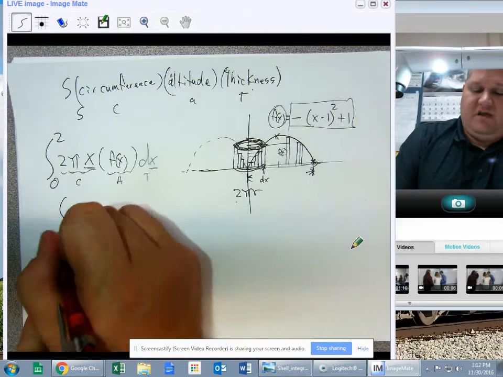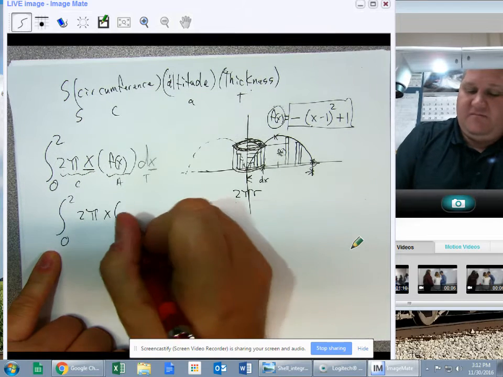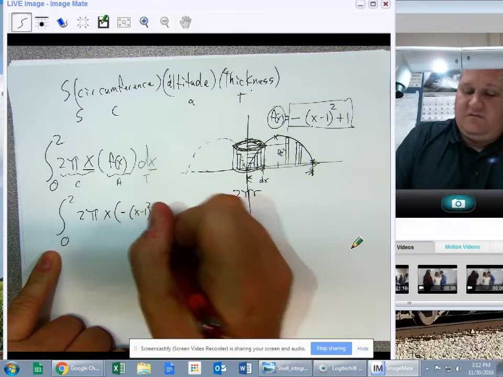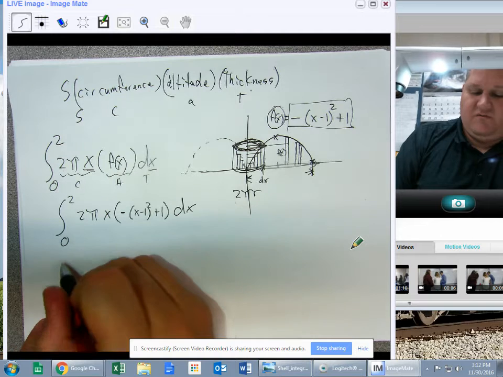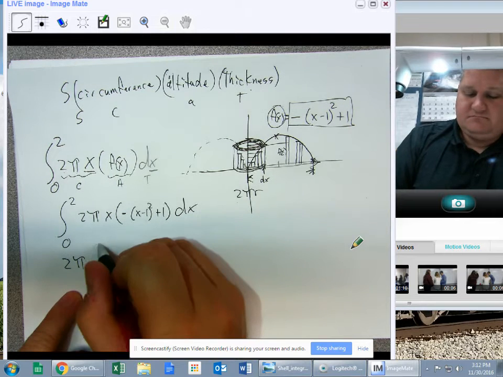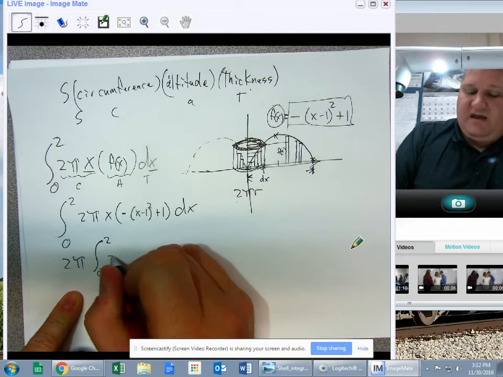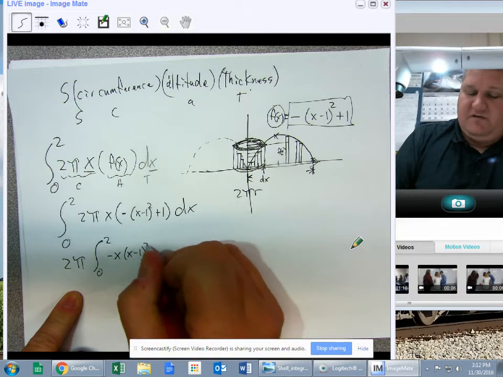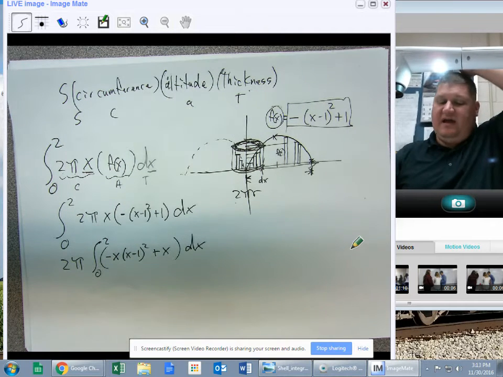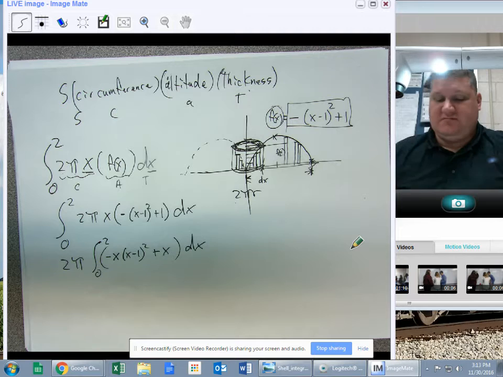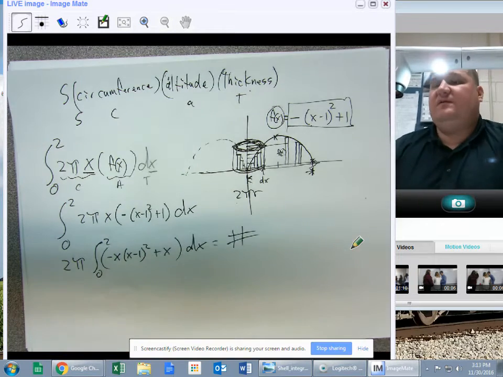And so in our case, we're going to say from 0 to 2, 2 pi x, put f of x in, negative (x minus 1) squared plus 1, dx. Well, that's not too bad because this is a constant. Move it out front. 2 pi from 0 to 2, and we come up with negative x times (x minus 1) squared plus x, dx, and we go ahead, FOIL that out, combine like terms, integrate it from there, and you're going to get a value. So some value for its volume.